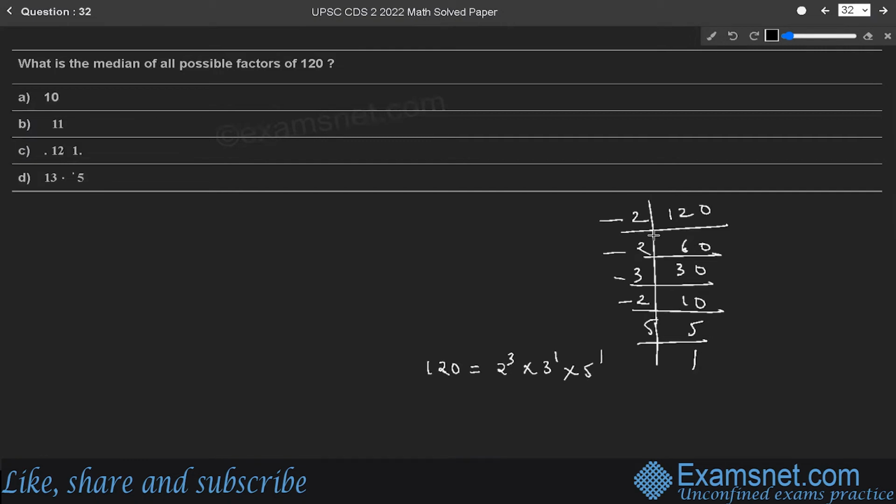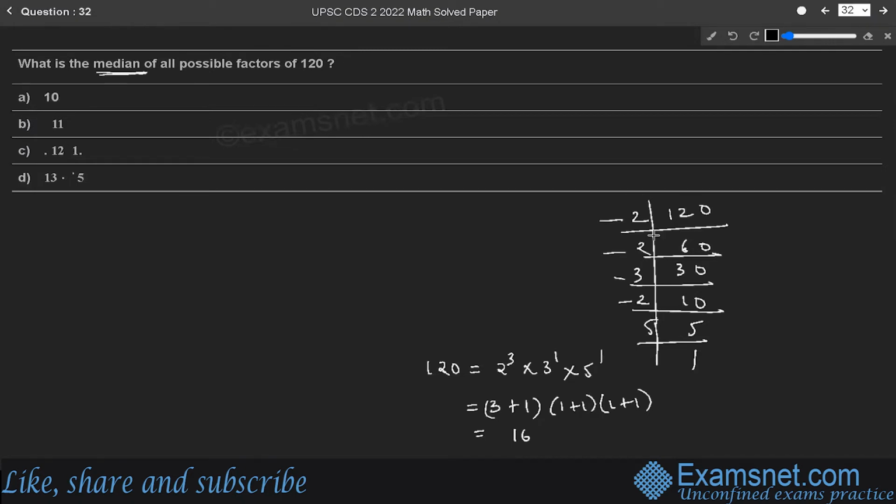In order to find the number of factors, we have to write the powers, add 1 to each power, and then multiply them. See, here the power is 1, so 1 plus 1. Here also the power is 1, so 1 plus 1. So 4 into 2 into 2 is 16. So there are total possible factors 16. Means we can say that total factors of 120 are 16. Now we have to find the median.